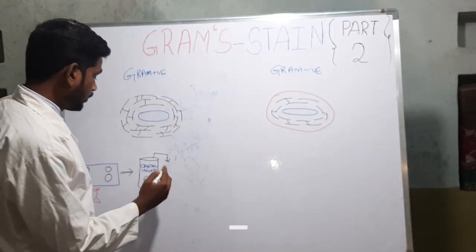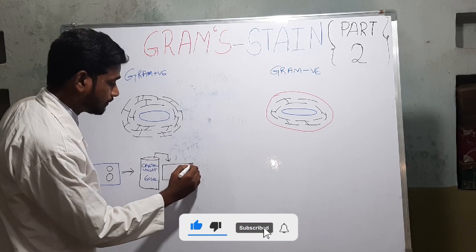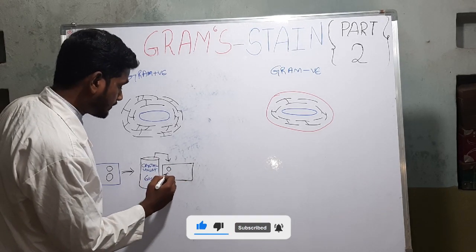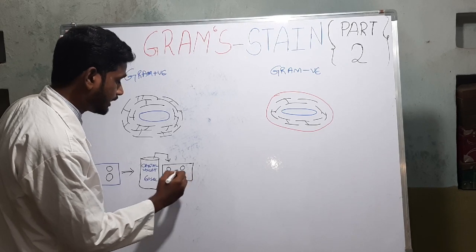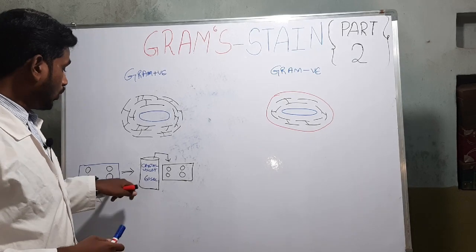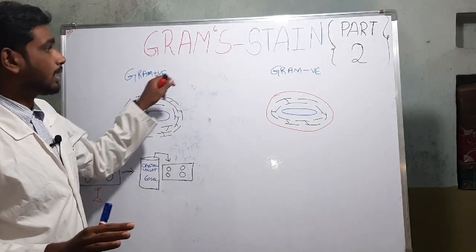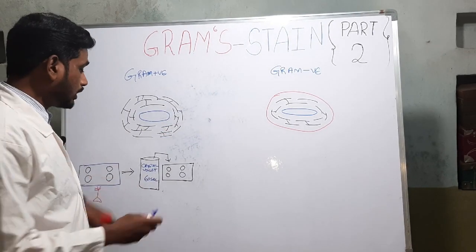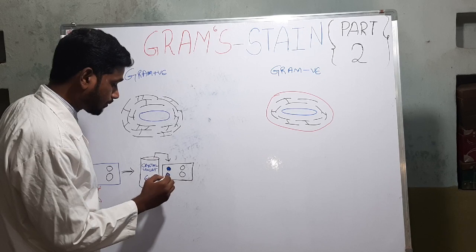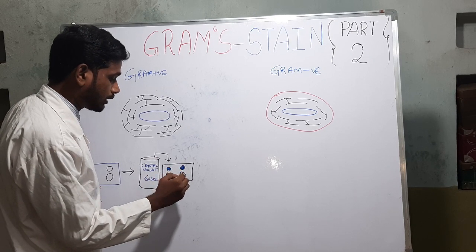Now, what is going to happen over here is, this is your slide. So again, the microorganisms, as we have taken 4 microorganisms. In that, all four microorganisms, irrespective of whether they are gram positive or gram negative bacteria, are going to obtain a blue color after rinsing under the running tap water.